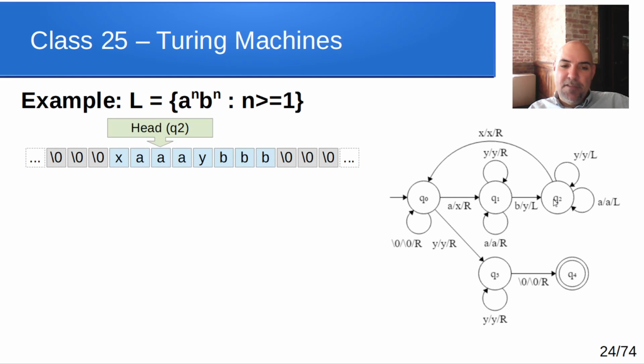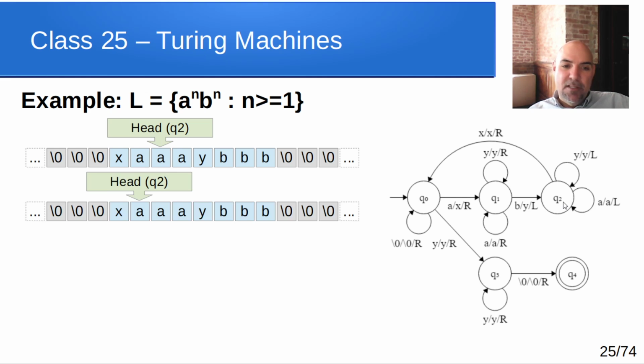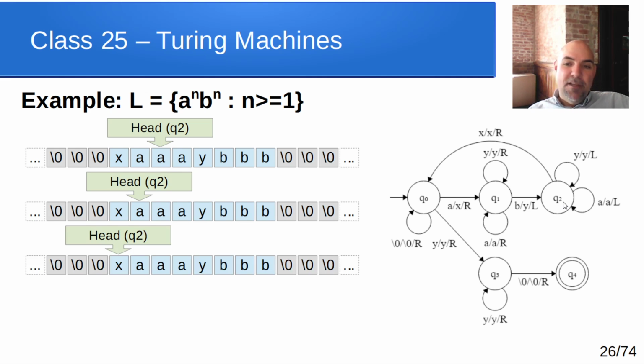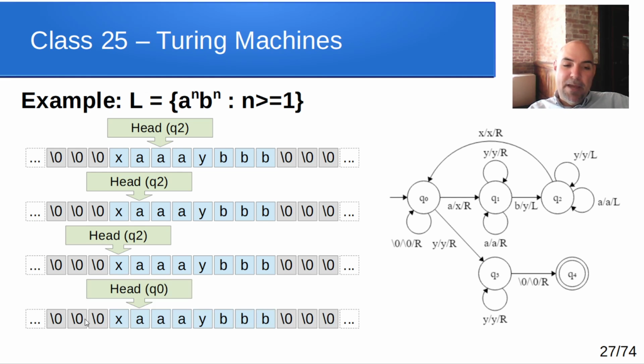We're still over A, so here's where we are now, still in Q2. We see an A under the read head. Leave the A alone, move to the left. Same situation here, leave the A alone, move to the left. Now we have found an X, so we're in Q2 on an X, and we're going to take this transition over the top here, back to Q0. Notice we leave the X there, but move to the right. So now we're going to be back to the right.